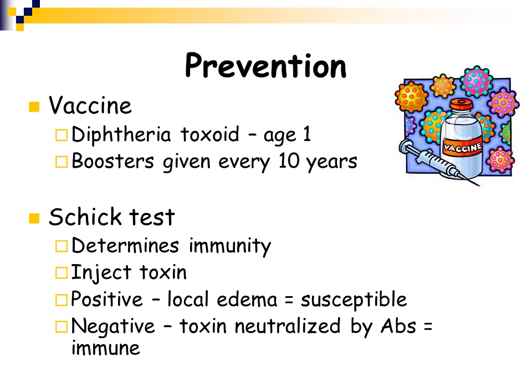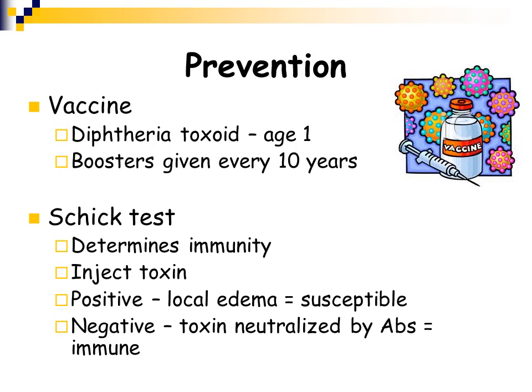Prevention: the best way to prevent diphtheria is through the vaccine. You get a diphtheria toxoid at 1 year of age, and boosters are given every 10 years. There is something that can be done called the Schick test, which determines an individual's immunity against Corynebacterium diphtheriae.